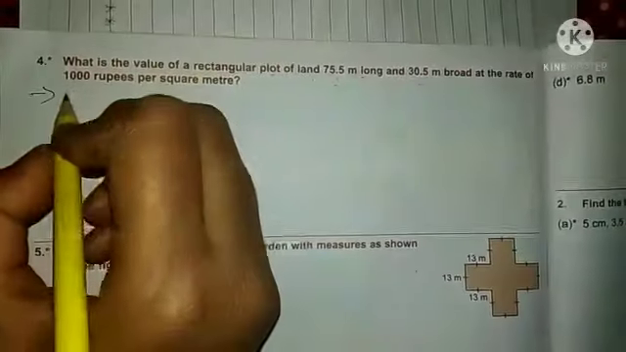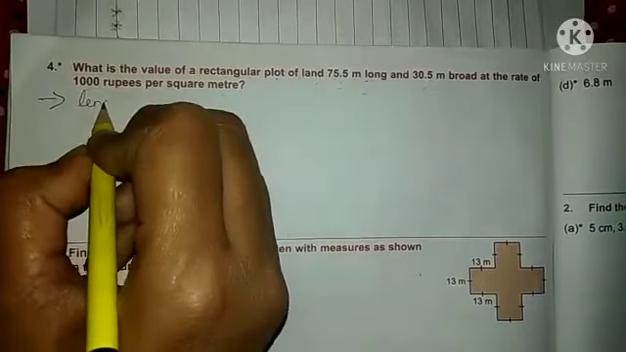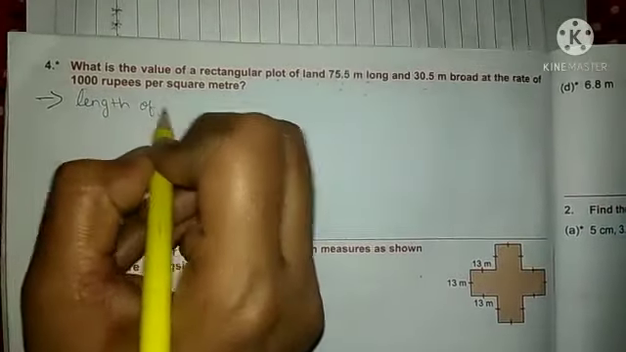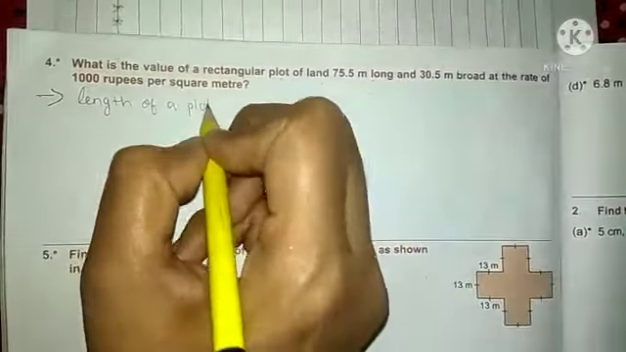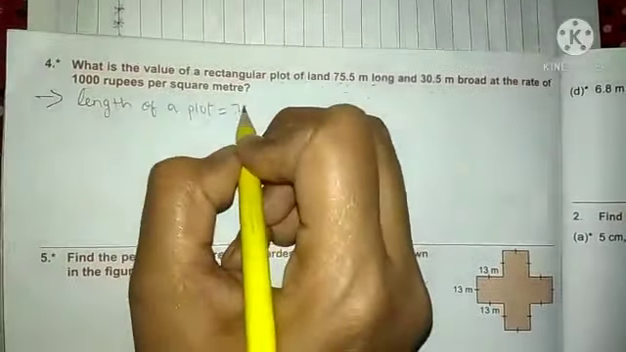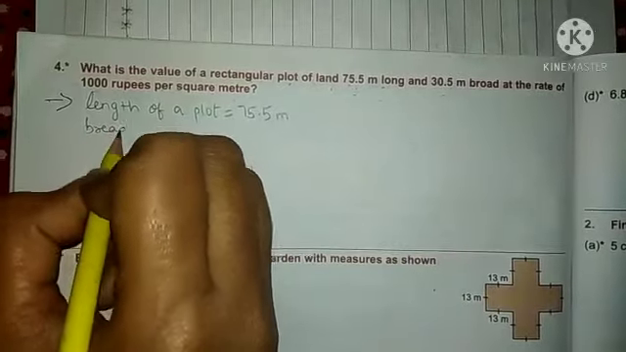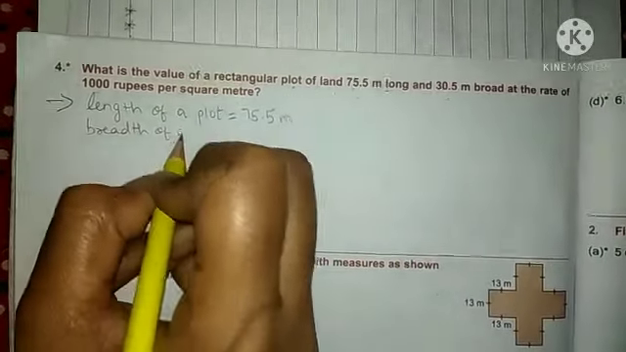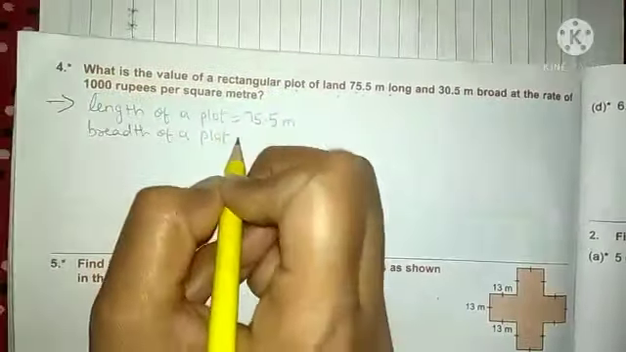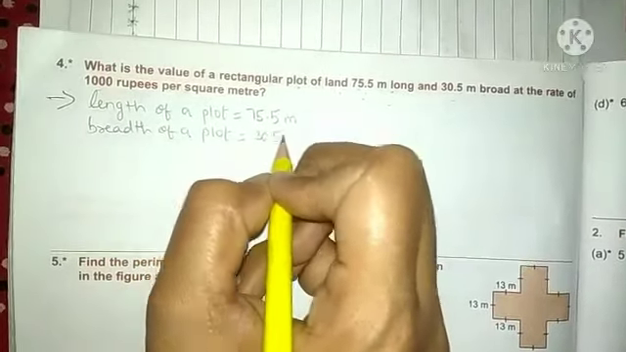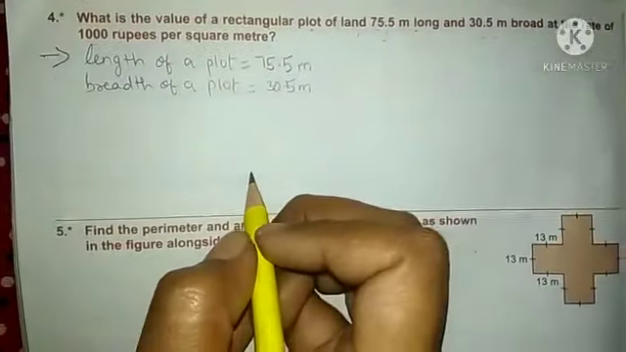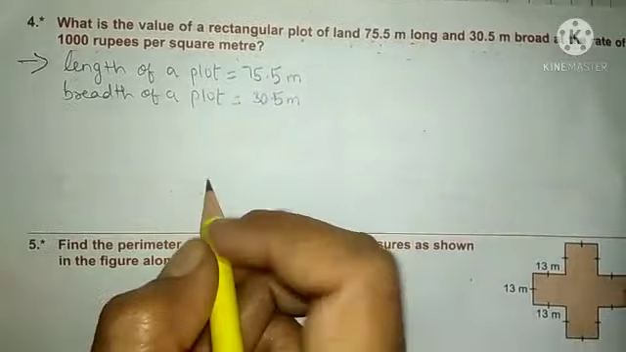So see how you are going to find it out. First of all we will write down what is given in the question. The length of the plot is 75.5 meters. The breadth of the plot is 30.5 meters. Clear? So now we are going to find the area of the plot.